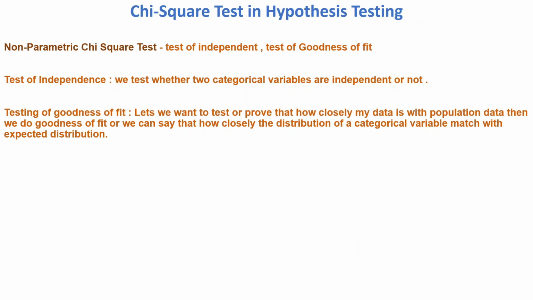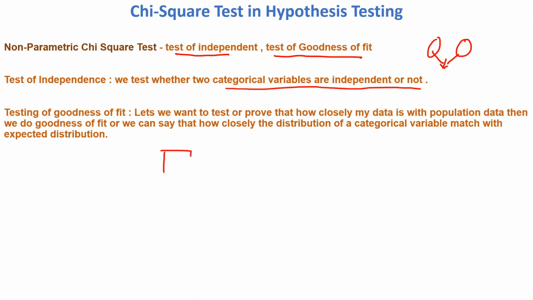And the second type is the non-parametric chi-square. It means we use it on categorical data. Non-parametric has two types: the test of independence and the test of goodness of fit. The test of independence means we test whether two categorical variables are independent or not. Let these be the two categorical variables. So we can check whether these two categorical variables are independent or not.